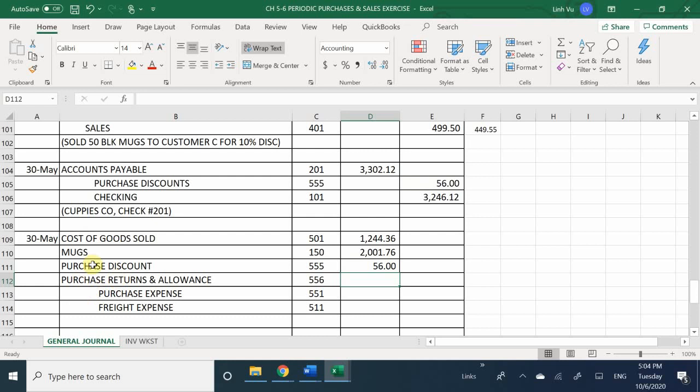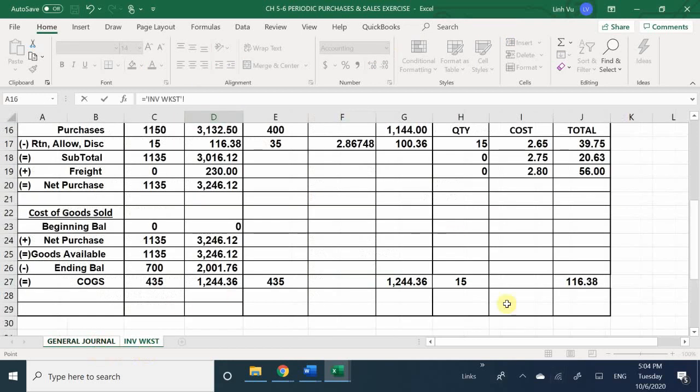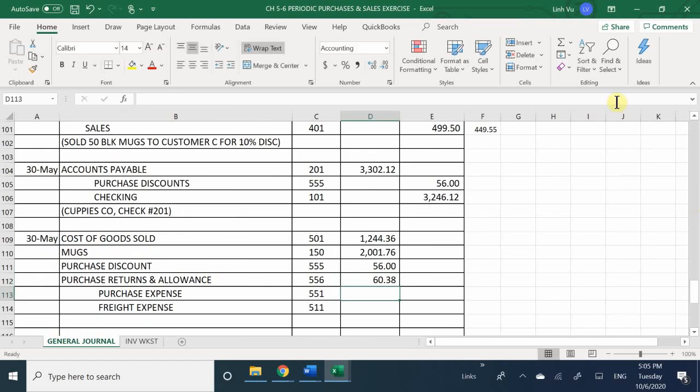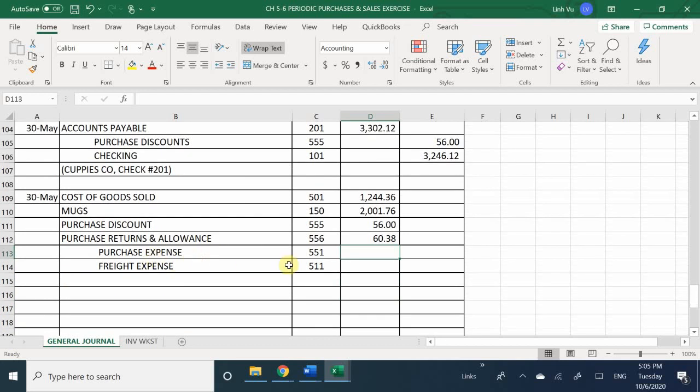Okay, so this account for returns and allowances is not for the discount for the terms. It's going to be for the discount off the return. Remember the allowance. So it's going to be the $39 because that was the full refund. We add together the $20.63, because we were trying to return an item but the vendor gave us an allowance. That gives me a grand total of $60.38 for my returns and allowances.